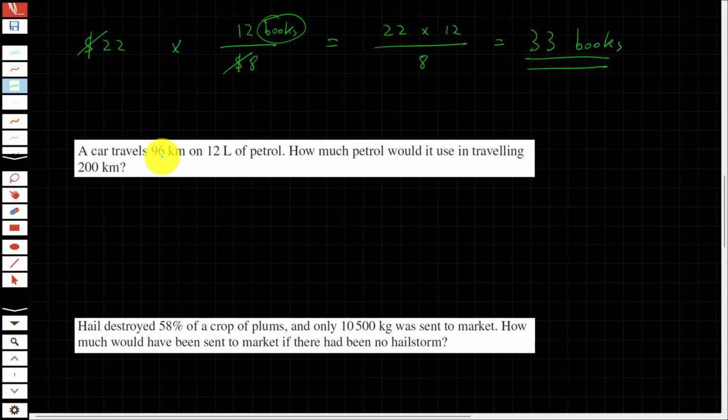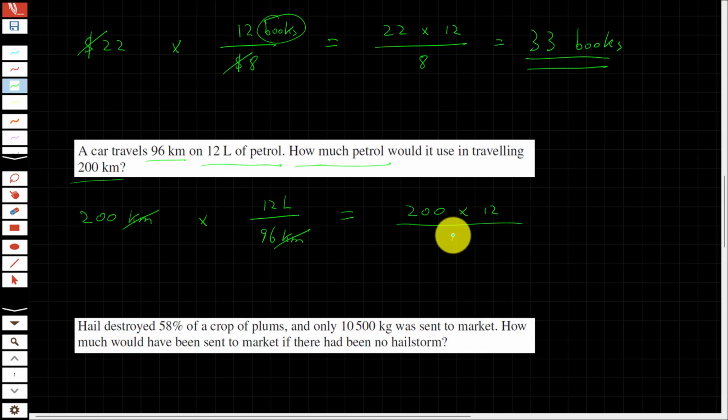A car travels 96 kilometres on 12 litres of petrol. That is our rate. So that will be written as the fraction. We need to know how much petrol for 200 kilometres. So the kilometres need to cancel out, and we need to leave our answer in litres. So put that 96 on the bottom of the line, multiply the numbers there, and divide. We'll get 25 litres per 200 kilometres.